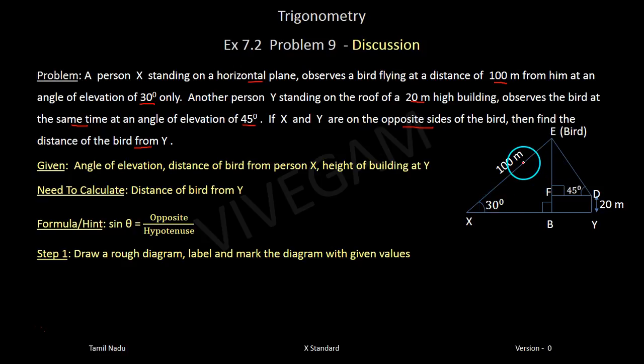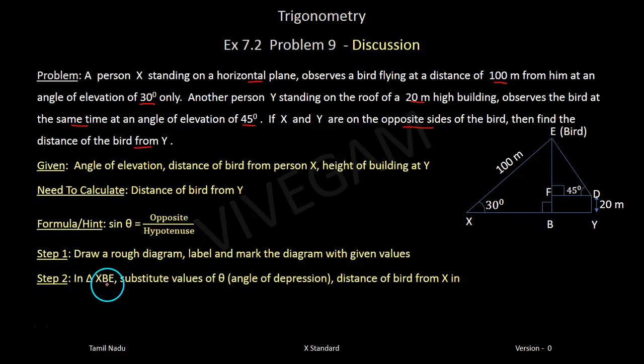Sine 30 is opposite by hypotenuse. You pick up that relationship and solve it, you'll be able to get this side. Next, in the triangle XBE, substitute the value of theta, which is 30 degrees, and the distance of the bird from X, and calculate BE. So sine theta is sine 30, opposite side, that is BE, right?